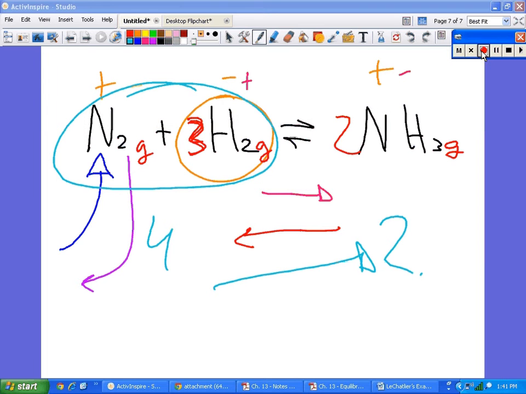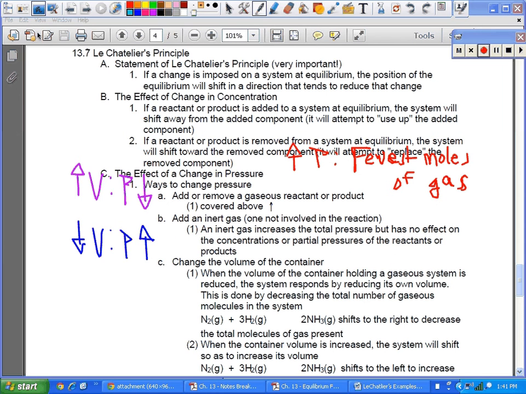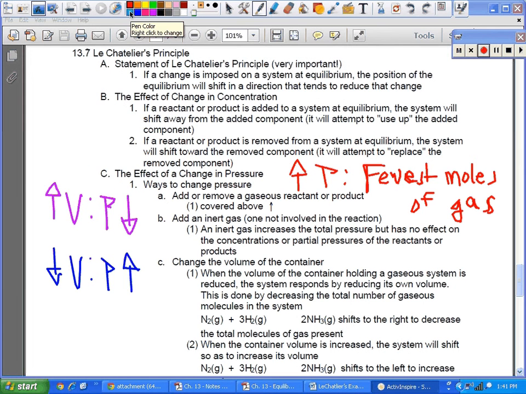Now let's do the opposite. What is the opposite if you decrease the pressure? So let's go back to this. If we decrease our pressure, how are we going to shift? To the highest moles of gas. Okay, exactly. So that's how we're going to shift. It's just the opposite. So if you decrease the pressure, you go to the highest moles.